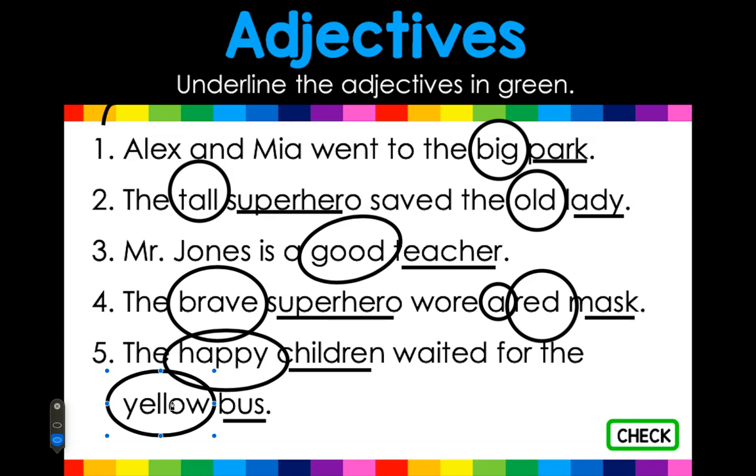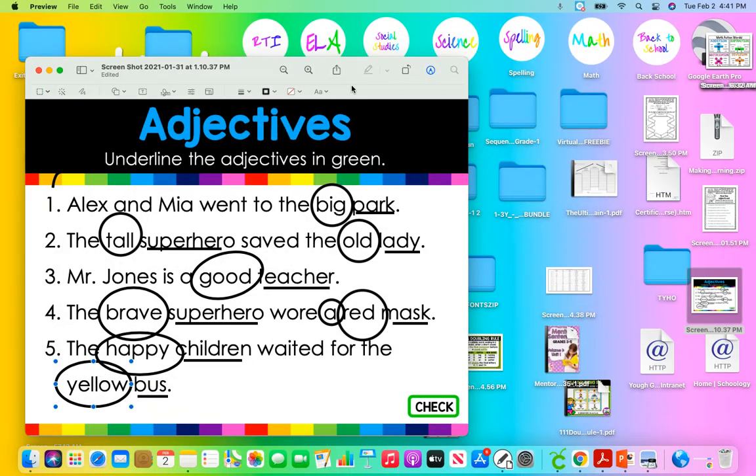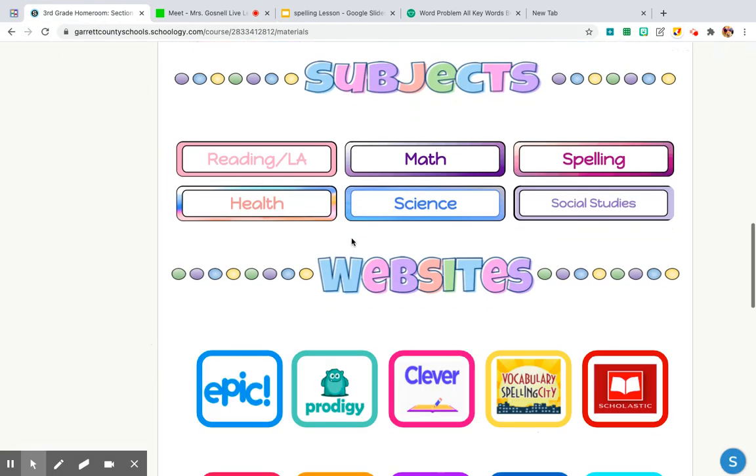You're going to do this activity on Schoology. It's pretty much the same activity we just did together. You're going to do it for your independent work today. So I'm going to go ahead and take you there. So let's go to Schoology. I'm going to go to reading because this is our reading lesson.